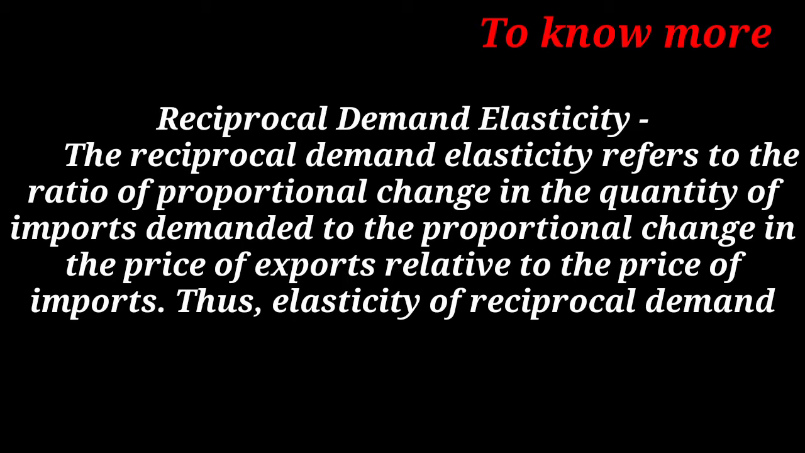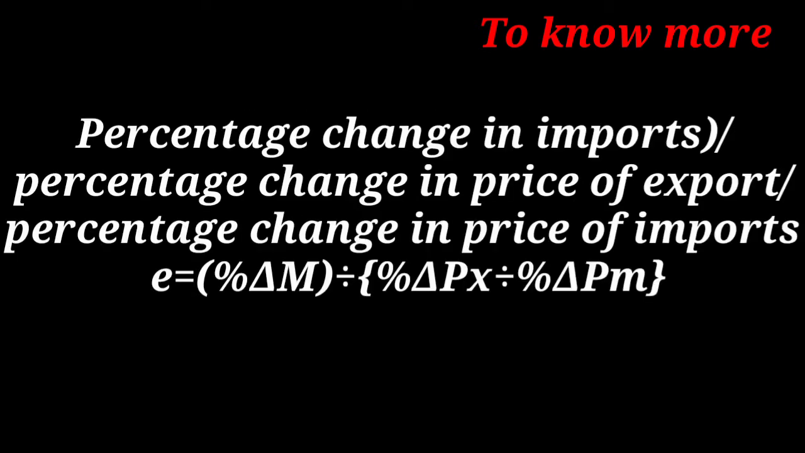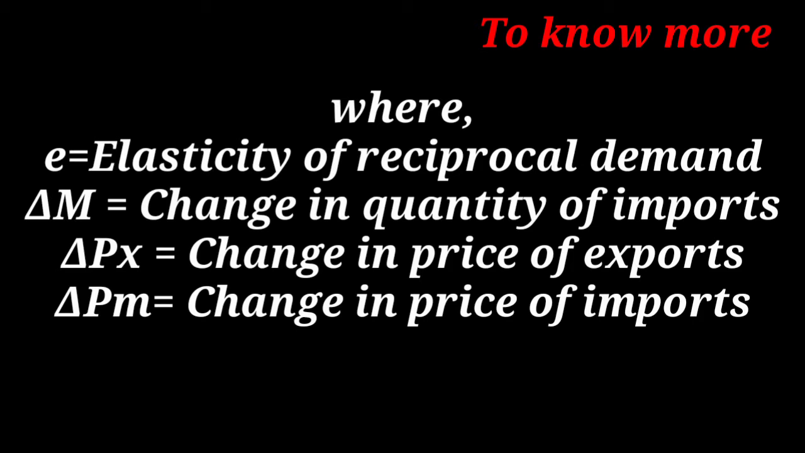In order to explain equilibrium terms of trade, or the theory of reciprocal demand, it is very necessary to explain reciprocal demand elasticity. Reciprocal demand elasticity refers to the ratio of proportional change in the price of exports relative to the price of imports. Thus, elasticity of reciprocal demand can be explained as the ratio of the percentage change in imports to the percentage change in the price of exports relative to the percentage change in the price of imports. Where E equals elasticity of reciprocal demand, ΔM equals change in quantity of imports, ΔPx is the change in price of exports, and ΔPm is the change in price of imports.